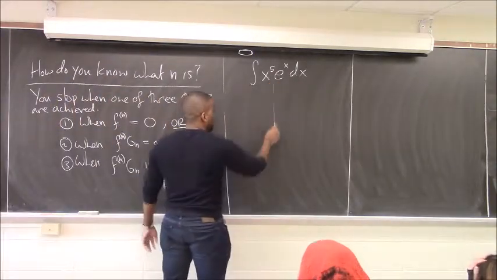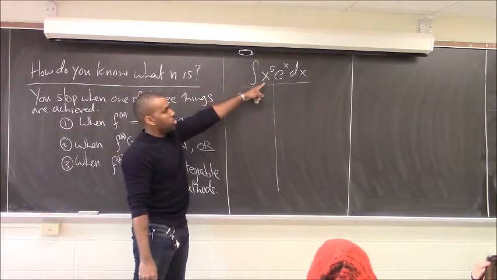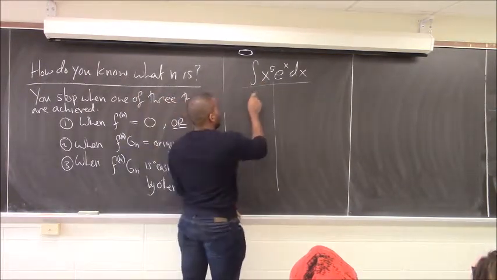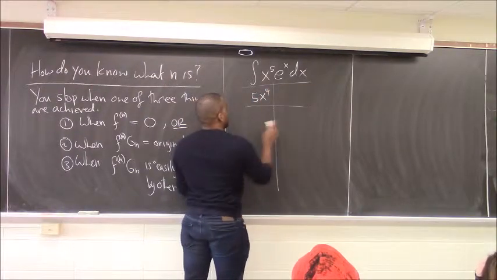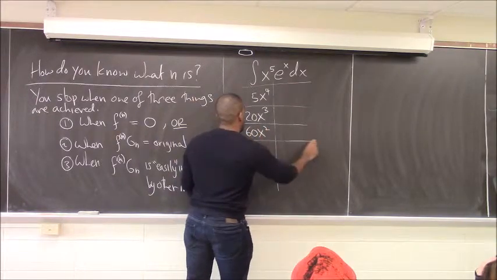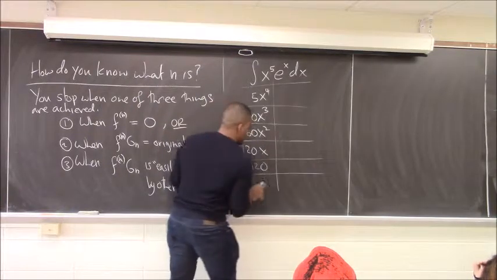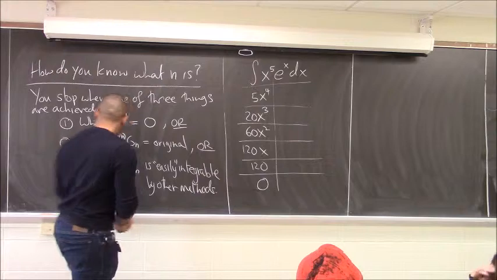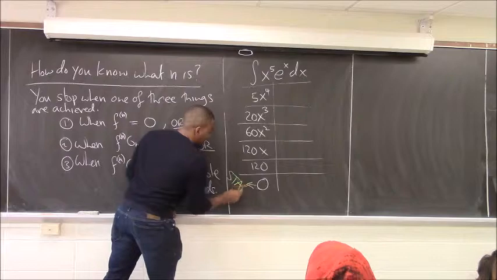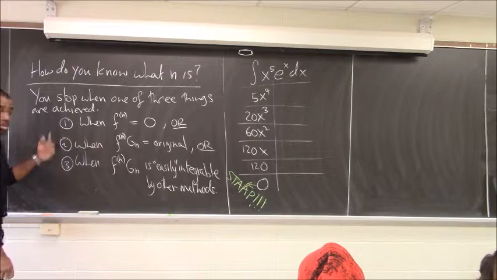So I'm going to set up a table. And I can see, hey, that guy's a polynomial. Eventually, if I keep differentiating, it's going to hit 0. So I just do that. Derivative, 5x to the 4th. Next derivative would be 20x cubed. Next derivative would be 60x squared. Next derivative would be 120x. Next derivative would be 120. Next derivative would be 0. Stop. So once you see 0, you stop. So that's one situation. I hit 0.